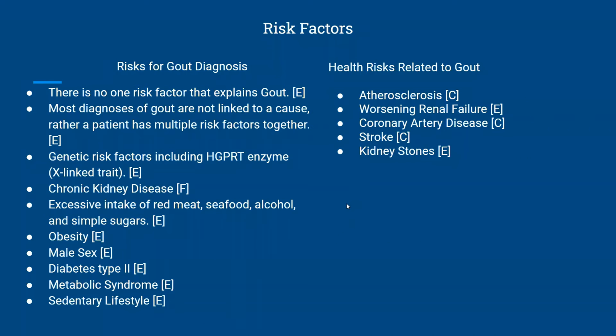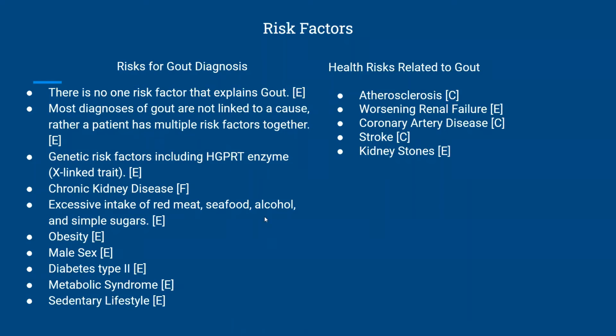Now, what do we worry about for risk factors? There's no one risk factor that explains gout. Just there isn't. Sorry to tell you. The issue is that we know of a variety of risk factors, and what happens is people have multiple risk factors together. And so those risk factors together contribute. Now, we talked about the genetic issue. I won't hash that again. We talked about chronic kidney disease and why that's a risk factor. I won't hash through that again.